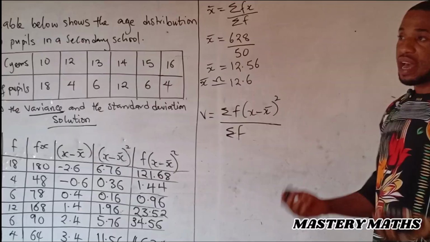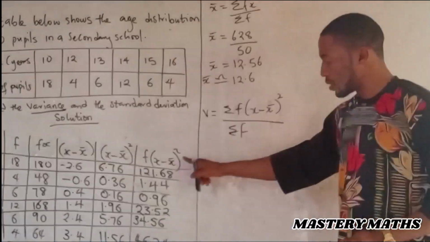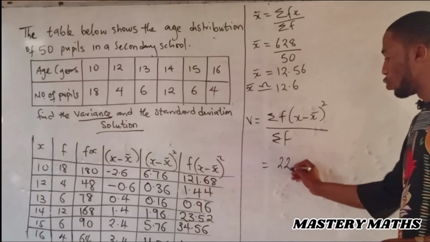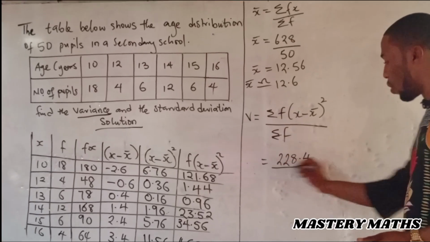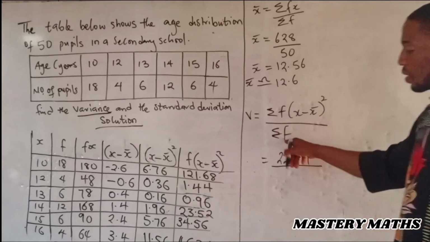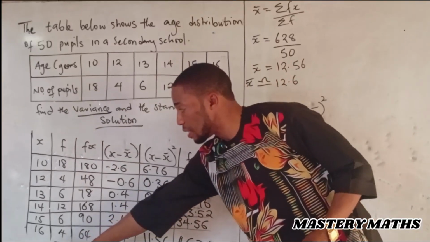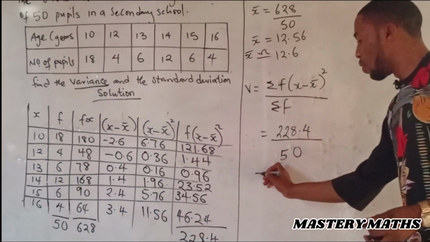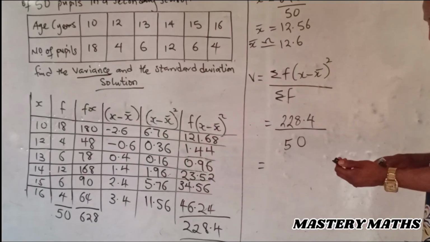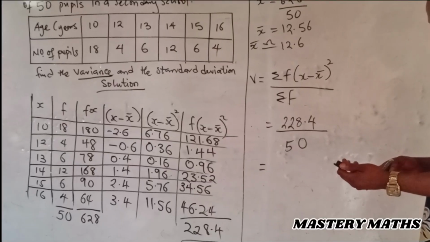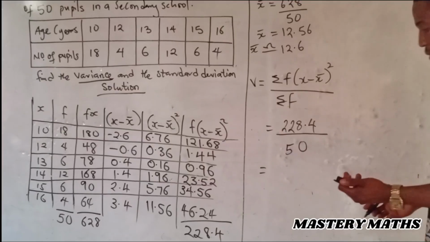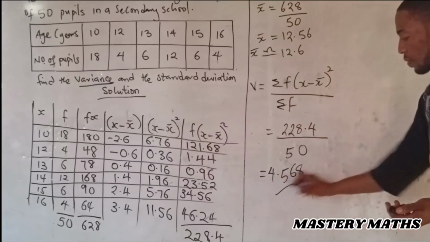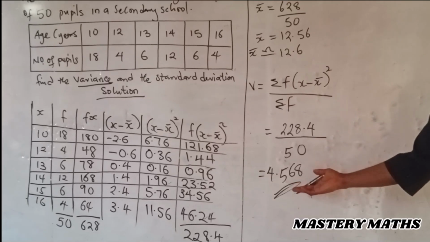Already you might ask, what is the answer to this? We've solved for it, and it gave us this. So you have 228.4 divided by the sum of the frequency. Remember, when we added everything, our frequency gave us 50. So you put your 50 here. Now when you divide, 228.4 divided by 50 will give us 4.568. That is the variance. We've gotten the variance.